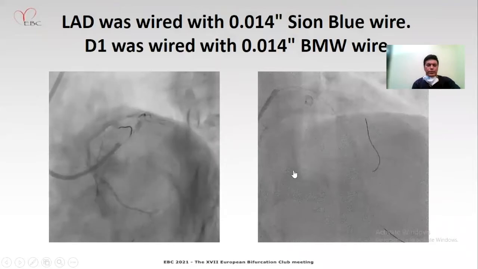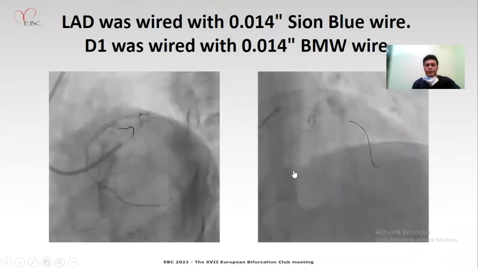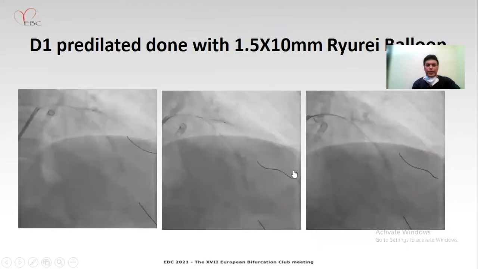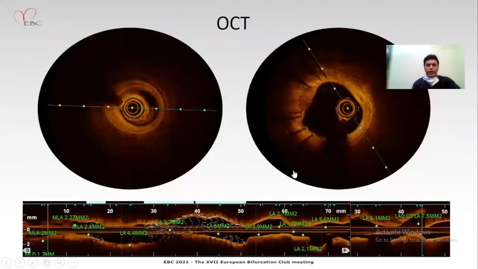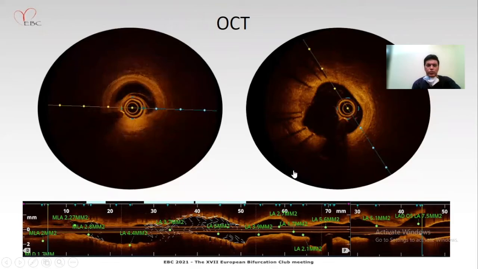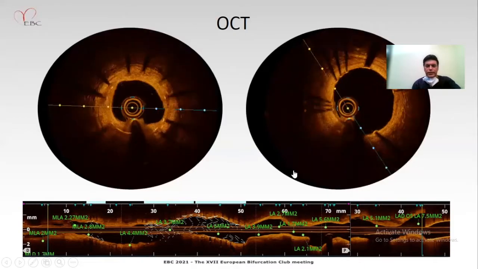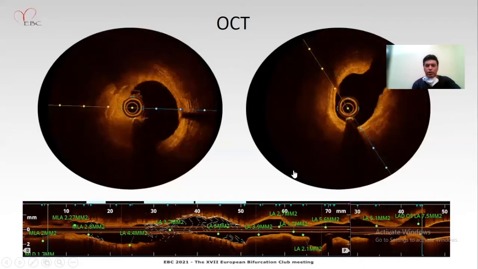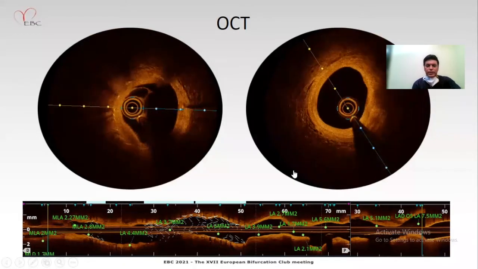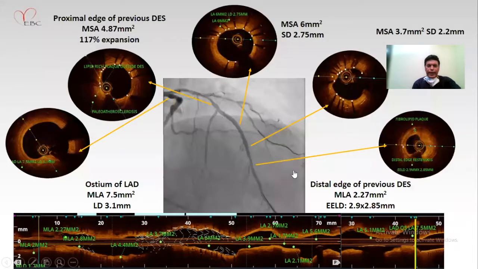distally totally occluded. Then we wired the LAD and diagonal and pre-dilated with a 1.5 balloon, and then we acquired the OCT images. The OCT image very clearly showed there is a significant plaque burden proximal to the stent. There is a severe atherosclerotic plaque with a healed plaque and a lot of lipid-rich plaque. And if you see the analysis, distal to the stent there is also a significant plaque burden, distal edge restenosis due to atherosclerosis, and the remaining portion of the stent appears to be fine.